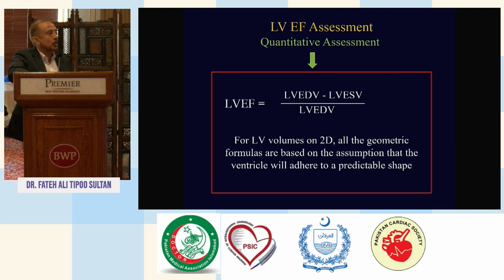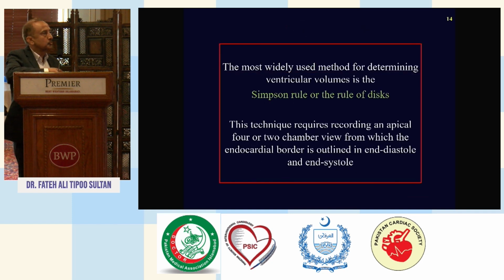And for LV volumes on 2D, all the geometric formulas are based on the assumption that the ventricle will adhere to a predictable shape. So we are assuming that the ventricle is contracting symmetrically. So this would be more reliable in patients in which there is global hypokinesia, or maybe the LV is globally normal. But if there are segmental wall motion abnormalities, then this would not be very reliable. So how do we do that?